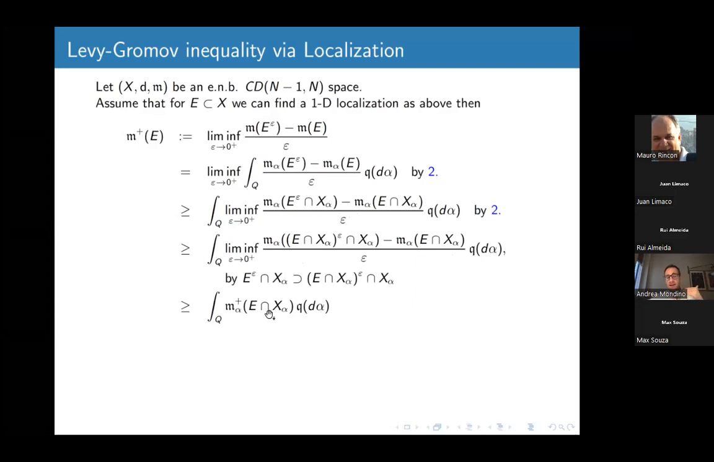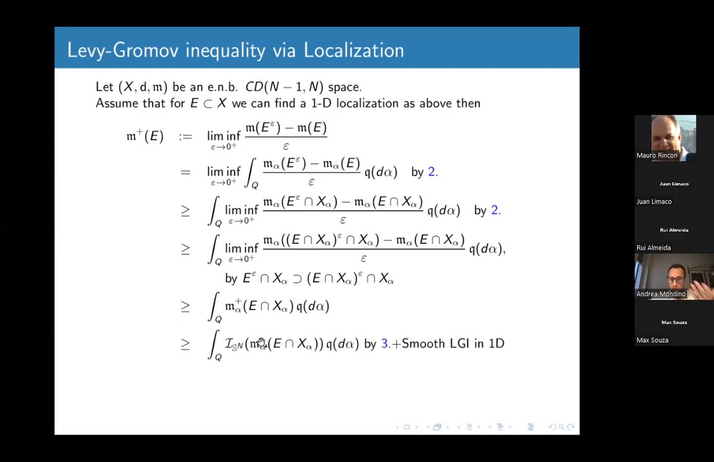Okay, so here is exactly what I was saying before, that with this localization you can reduce the proof of an inequality to a family of one-dimensional inequalities. So here you started with an inequality, you want to prove a lower bound on the Minkowski content of E, and what you reduce it to is finding a lower bound on these one-dimensional guys. So these guys are measures on segments, and you want to find a lower bound for this family of one-dimensional guys.